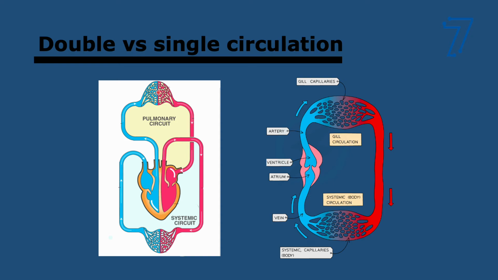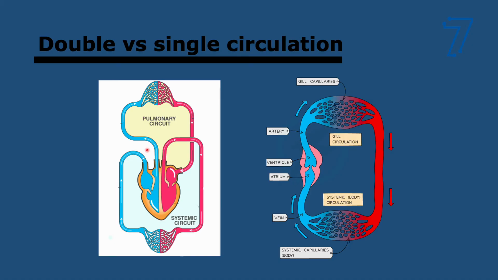For example, to go to the brain, it would need to go against gravity, so that would require a lot of pressure. So instead, it returns to the heart, as you can see here, to be repumped. And then it's repumped to the systemic circuit, right? And this takes it to all the organs through capillaries and then returns it to the blood.